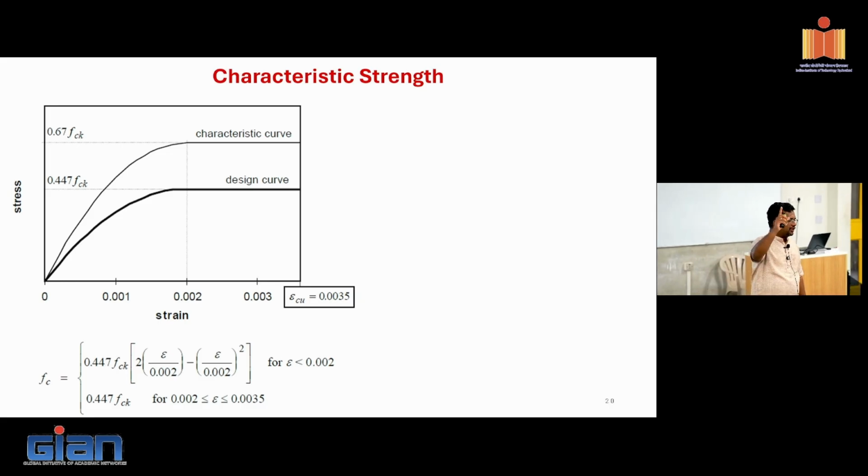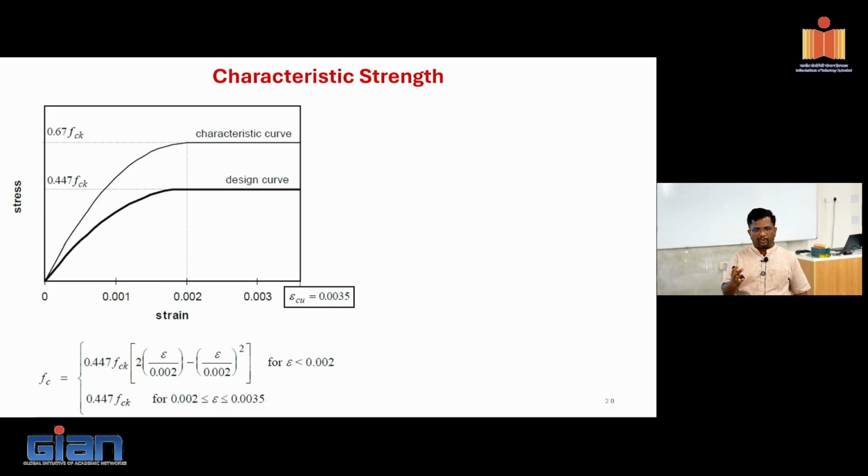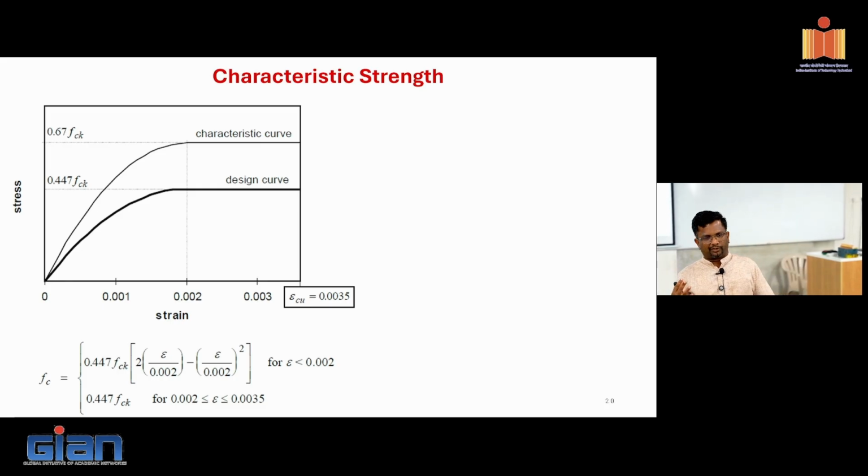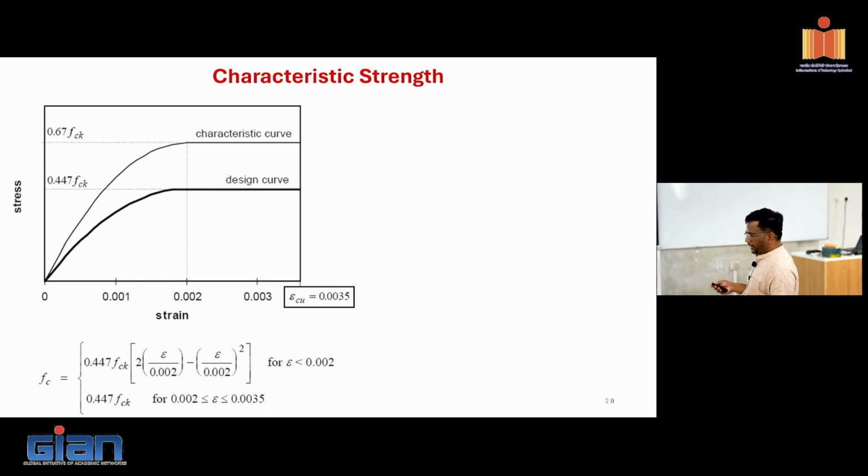I told you, what is the actual strength, the actual material strength? It is the cylinder strength. And I told you the cube strength is going to be 25% higher than the cylinder strength, right? So the actual strength will be the cylinder strength. Actual strength is going to be, I divide 1 by 1.25. So only 80% of the cube strength is the actual material strength, right? So we take 0.8 fck as the actual strength.